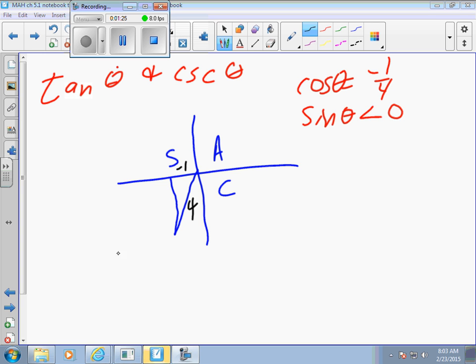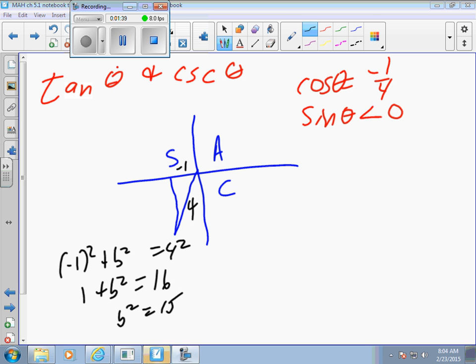I'm going to use the Pythagorean theorem to find that. I'm going to say (-1) squared plus b squared equals 4 squared. I get 1 plus b squared equals 16. b squared is 15, square root both sides. When you take the square root, you get positive or negative here. Which one are we looking for when we're going down? The negative one. So I'm going to label this negative square root of 15.